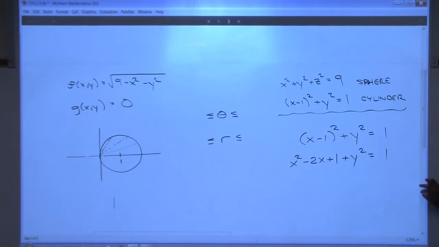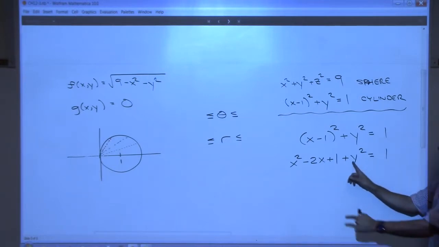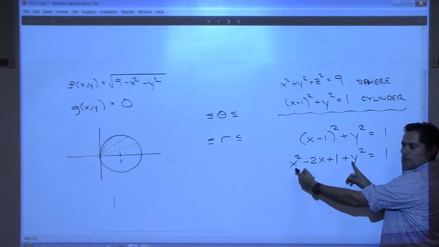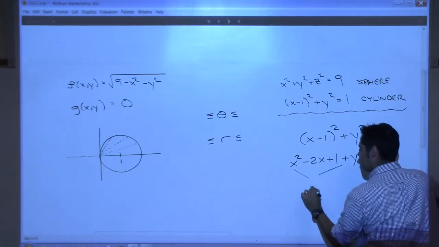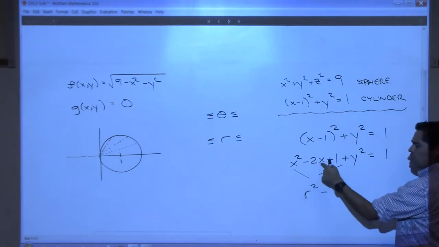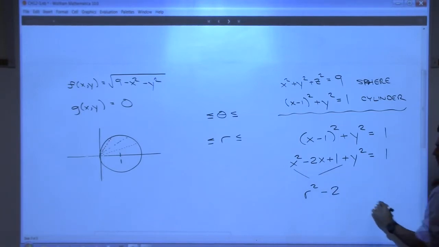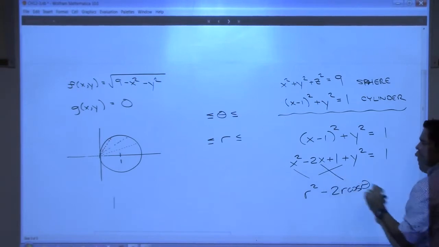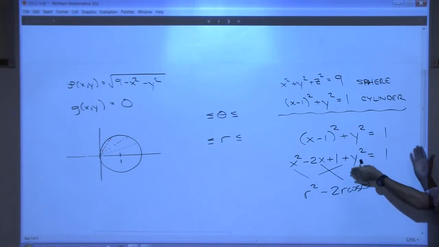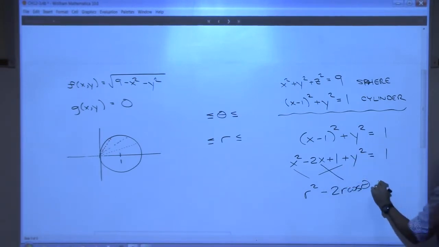right? Anybody see anything in there? Think polar. Think polar. x squared plus y squared is r squared minus 2, what's x in polar? R cosine theta. Got that? And then 1 and 1 on both sides, subtract 1, and you get equals 0.